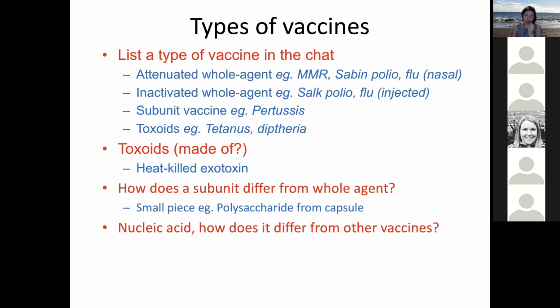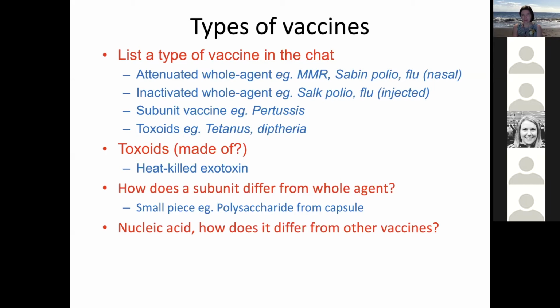I think I'm going to make it a raise your hand. I'm going to give you more information for how I want to frame this answer. When we think about all the other types of vaccines here, attenuated whole agent, inactivated whole agent, subunit vaccine, toxoid vaccines, all of these have something in common, which is that the antigen comes into your body and then you make antibodies against that antigen. How does a nucleic acid vaccine differ in terms of that series of events?